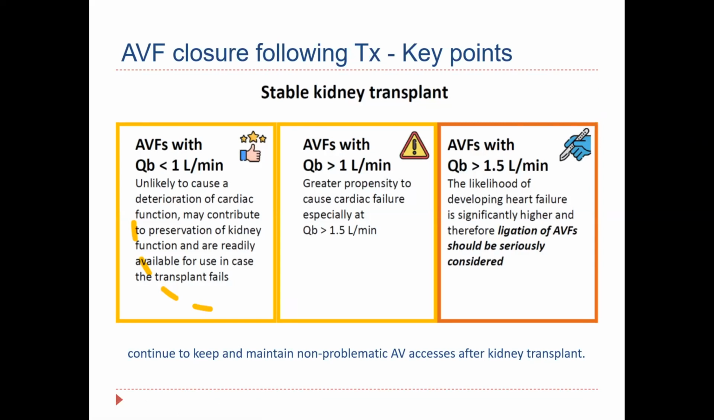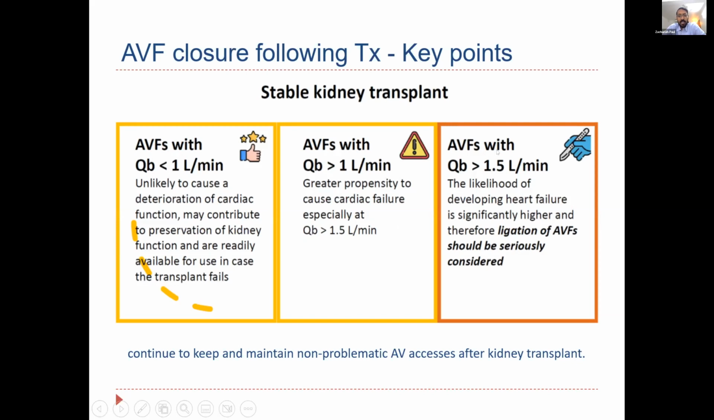But if the patient has a vascular-related problem following the transplant, it could be a steal or infection, then that has to be closed. But if you have a patient who's asymptomatic as far as the AV fistula is concerned, and the flow is less than 1 liter per minute, it is unlikely to cause cardiac deterioration, so it can be preserved. Watch out for the fistula if the flow is more than 1 liter per minute, because there is a high chance for cardiac failure.